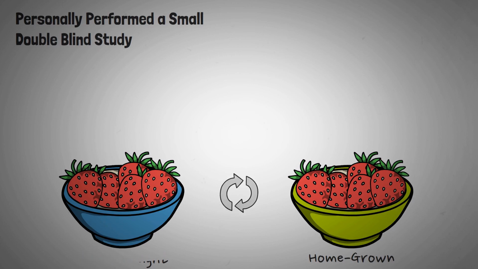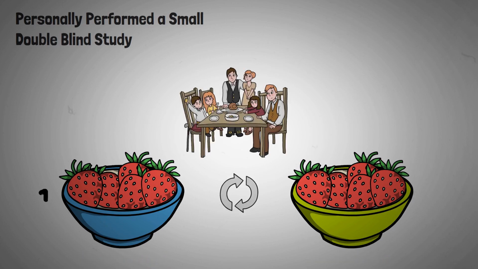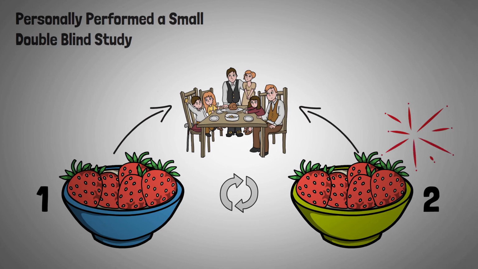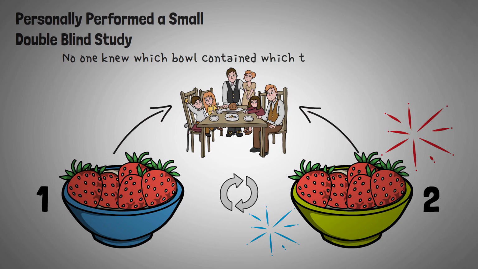We had some family come over for a dinner, and I had them select a berry from bowl 1 and a berry from bowl 2 and ask them which berry tasted better. The results were in, and number 2 was the winner. Up until now, the patients, which were my family, and the experimenter, which was me, did not know which bowl contained which type of strawberries. We were both blind, and you might be wondering, which berries were in bowl 2? Fortunately, it was my homegrown strawberries.